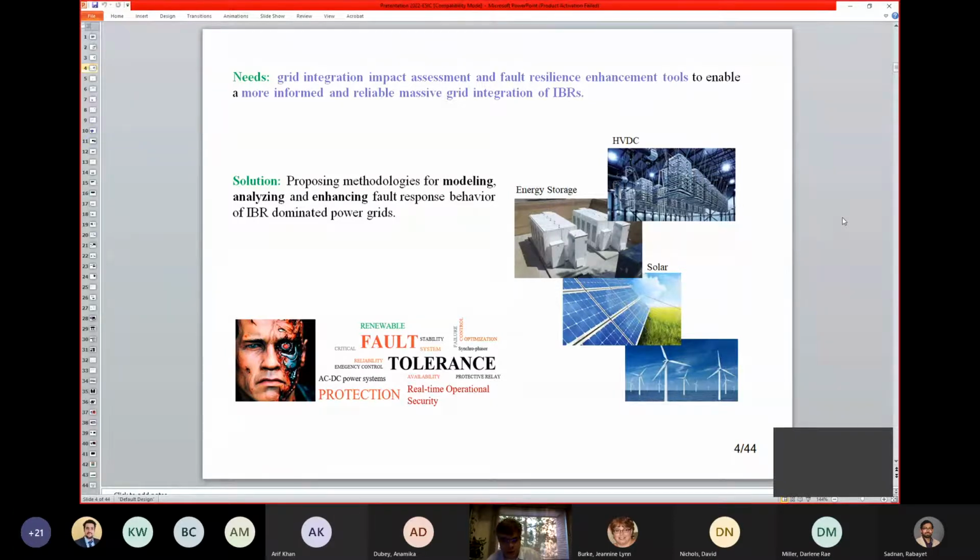Why is that important? Because it directly affects the operational security of power grids. By definition, based on NERC, operational security means the ability of power grids to tolerate large disturbances, such as faults and outages of large units. Therefore, any solution that can help enhance the response of the system to the fault can directly affect the operational security of the power grid.